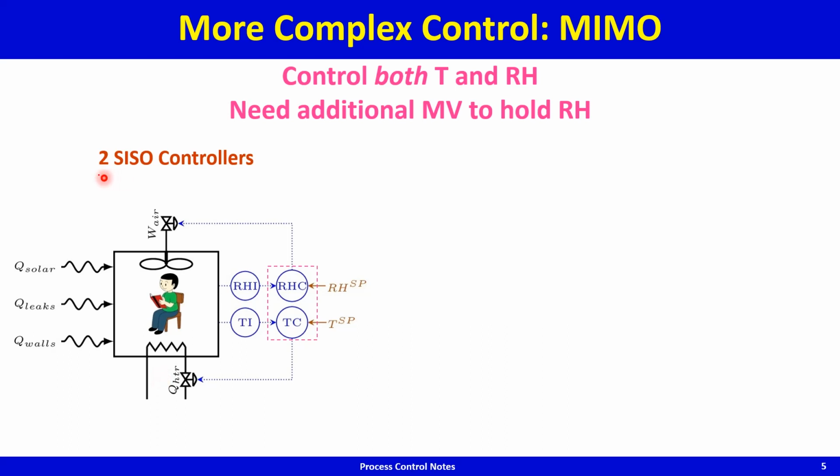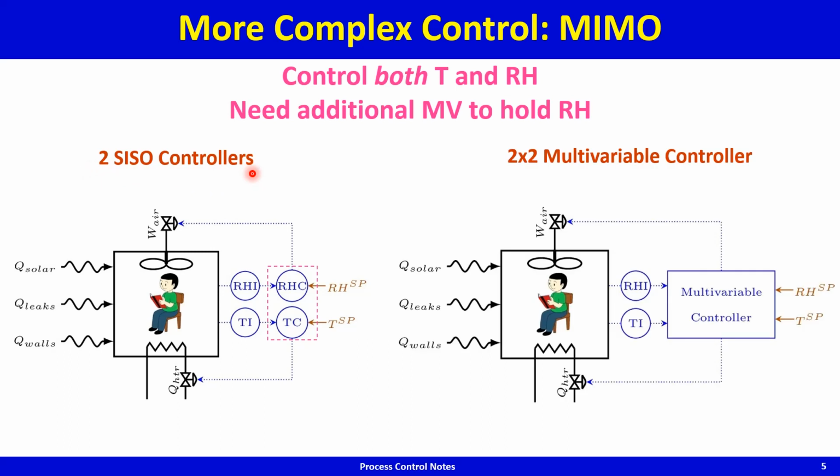So this is the case of two single input, single output controllers. You could also have a multivariable controller where the controller is taking in the two dynamic inputs, relative humidity and temperature. You have the two set points, temperature set point and the relative humidity set point. The multivariable controller does all the calculations and accounts for the interaction between temperature and relative humidity to make changes in W air and Q heater. What is the difference?